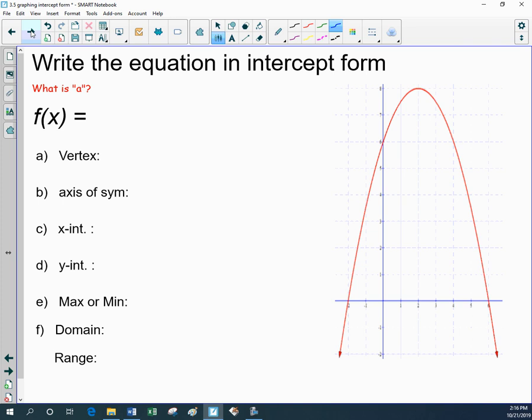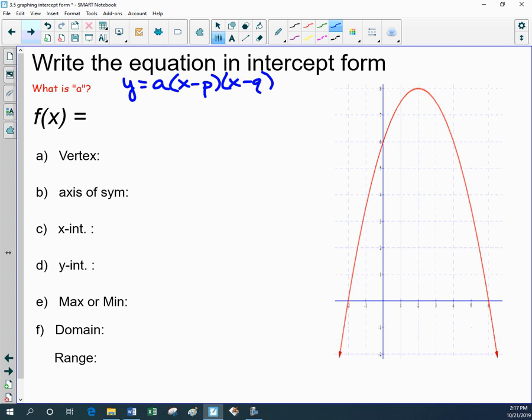Okay, now we're going to work to find the equation given the graph. So let me write up here first of all, we have a times x minus p, x minus q. Okay, so p and q represent the x-intercepts. And a is the number in front. So in this problem, the part that we've got to do a little bit of work to find is a.